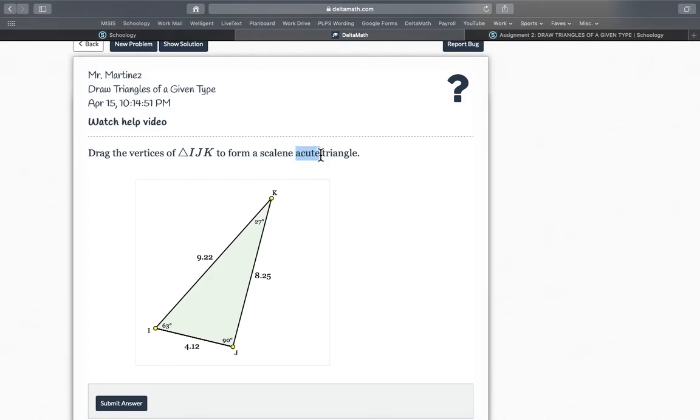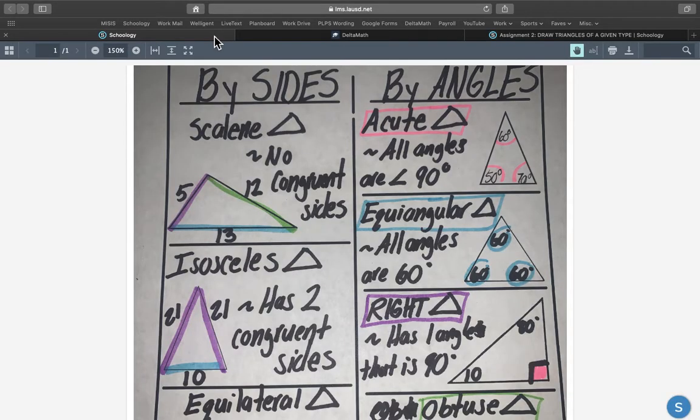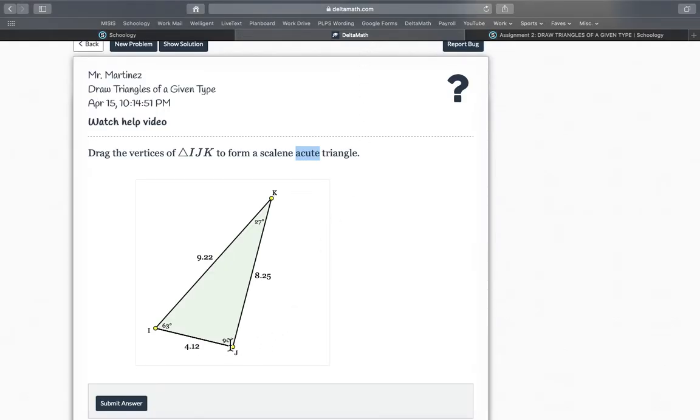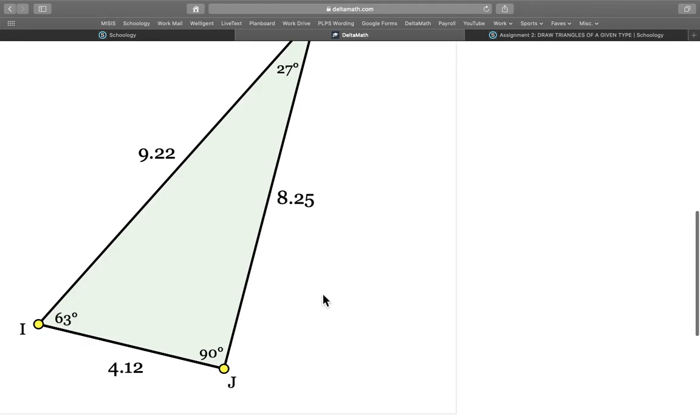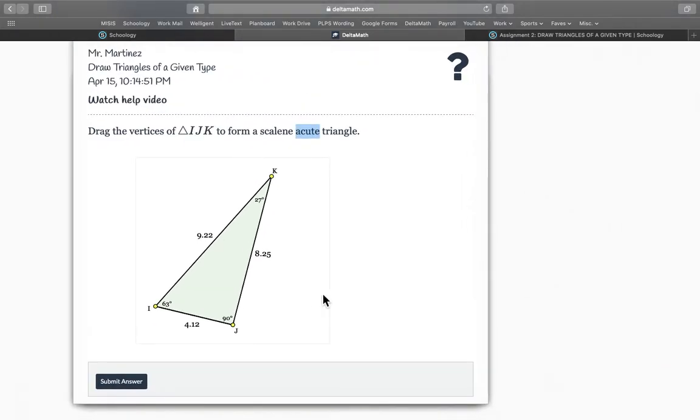Now we need acute. So what does acute mean? So let's go back. Let's look at acute right here. It says all angles are less than 90. All three angles are less than 90. So let's go back and let's see. 63 is less than 90. 27 is less than 90. But 90 here is not less than 90. So I have to make this 90 smaller.